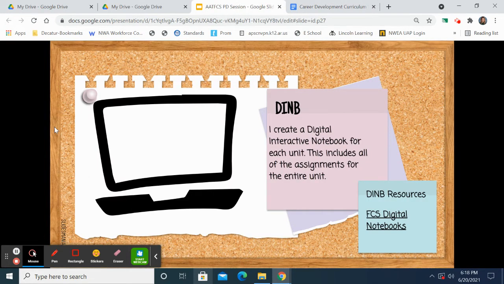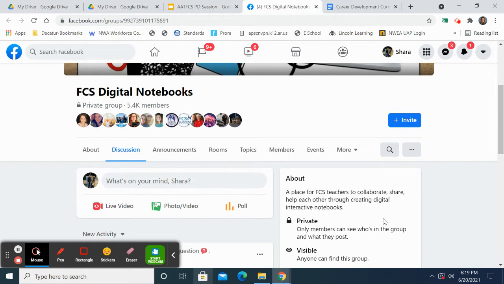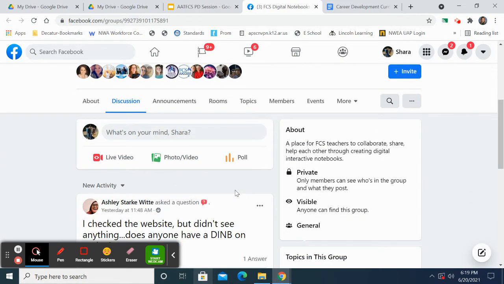Now, as I stated when I was talking about my curriculum map, I do make a DIMB, or a digital interactive notebook, for each one of my units. If you don't know what a digital interactive notebook is, that's okay. I have learned everything about digital interactive notebooks within the last year from this Facebook page. I know y'all are probably part of the FACS Teachers Facebook page and the Arkansas FACS Teachers Facebook page. If you are not a part of the digital interactive notebooks page, I really, really recommend that you do it. It is a great tool.